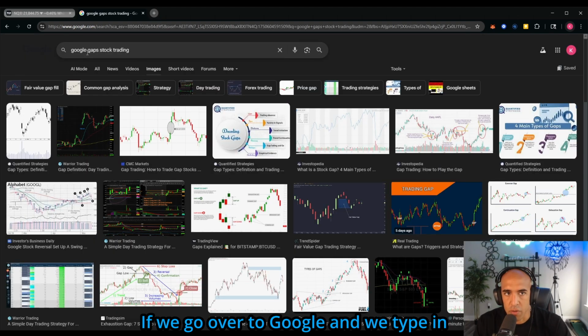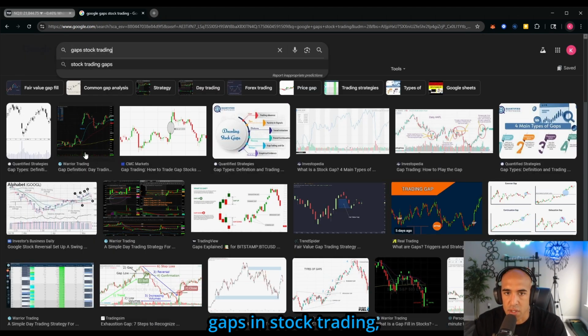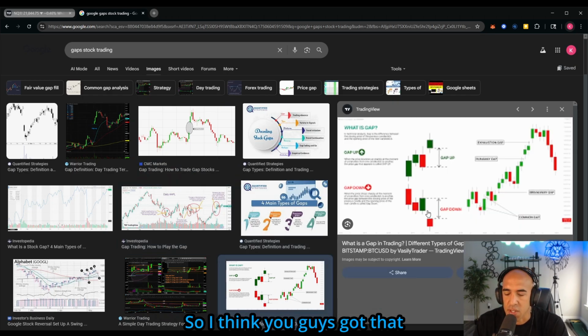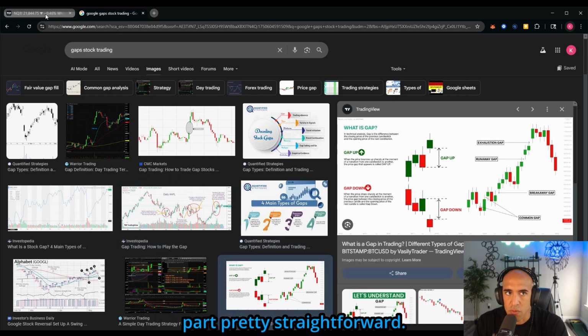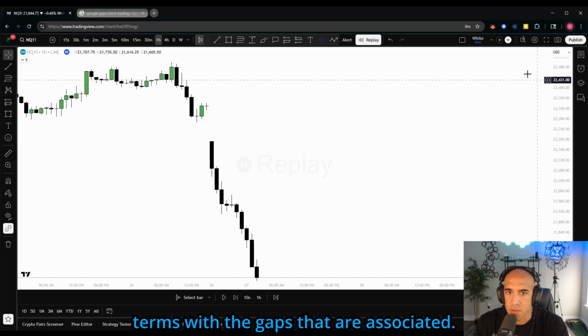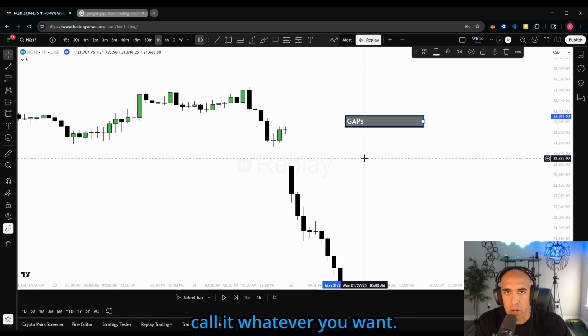If we go over to Google and type in gaps in stock trading, here are more examples of what that is. A gap is literally how it sounds, so I think you got that part pretty straightforward. Next, let's dive into some different terms associated with gaps. You can call it whatever you want. Typically this is just a boring name, right?